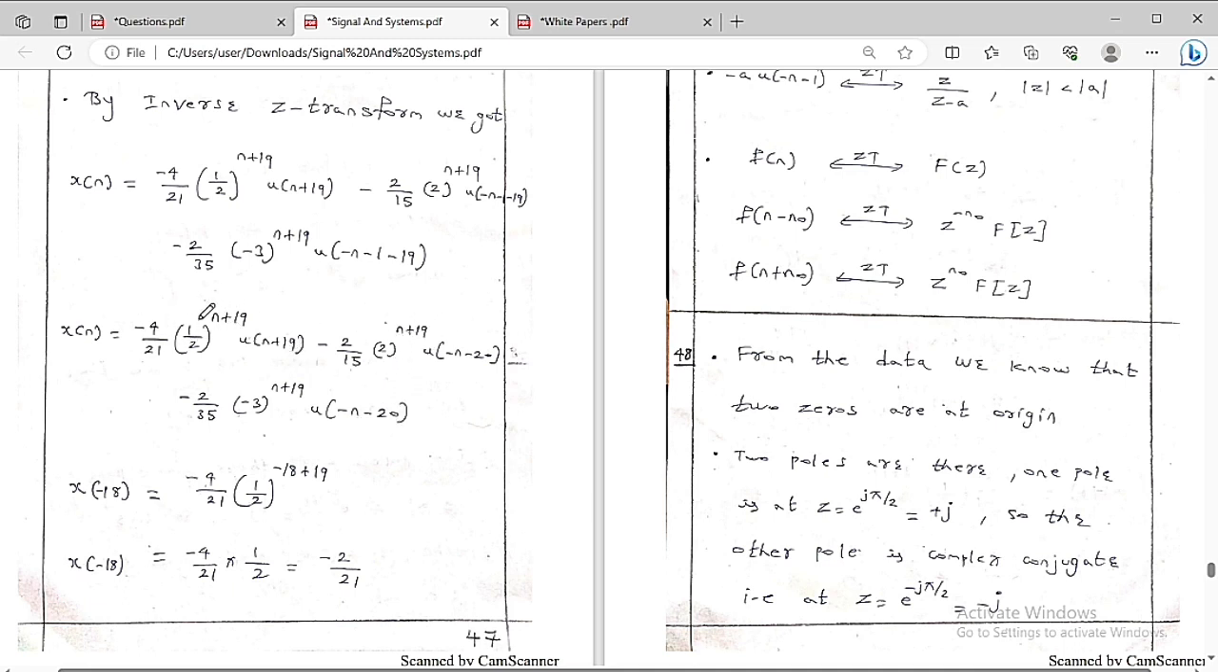Only this term is going to give some finite value, which, if you simplify, minus 18 plus 19 is equal to plus 1. So minus 4 by 21 into 1 by 2 is nothing but minus 2 by 21. So this is the correct solution of this question.